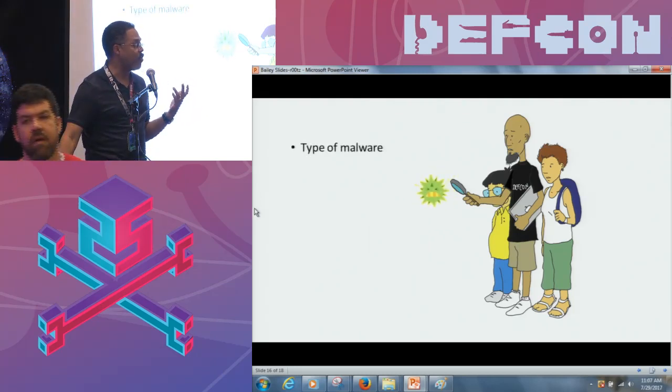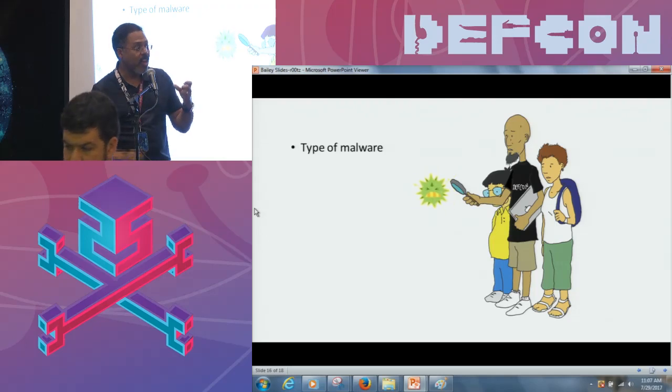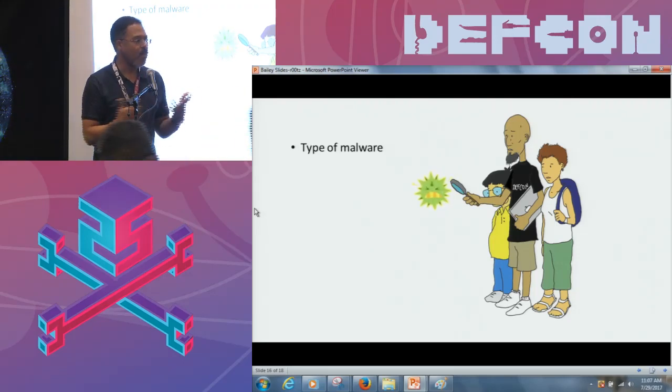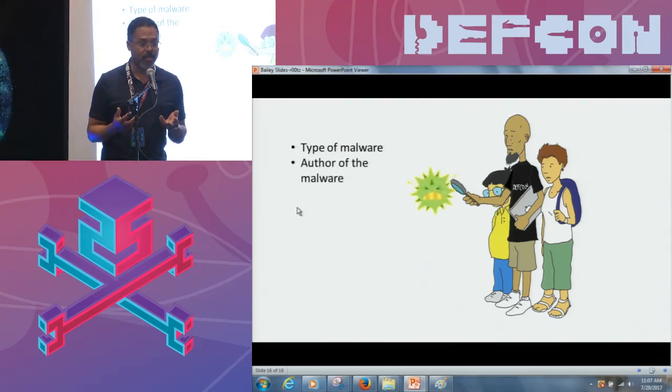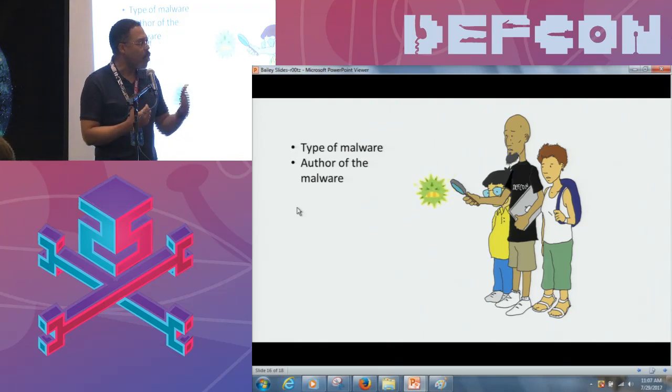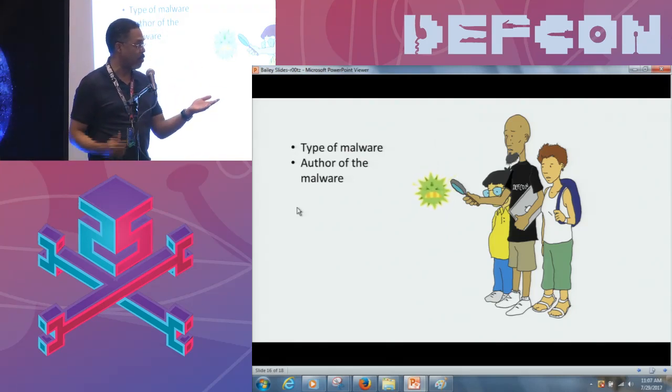Now, what do we get from this? Well, sometimes we learn the type of malware that's involved, and we may not know that without having experts take a look at it. Other times, we may learn something like maybe who the author of the malware was, giving us some hints about who may have caused this problem.